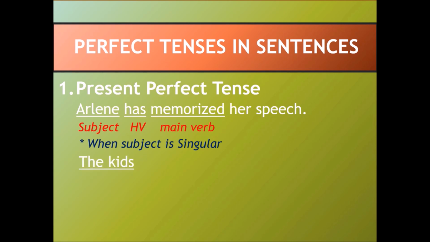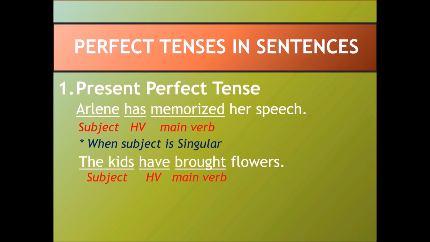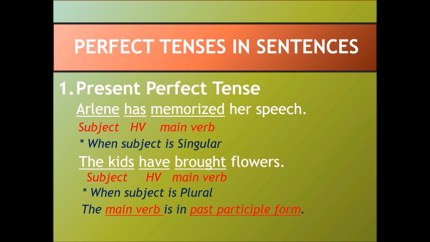Then for the second example, the kids have brought flowers. The kids is the subject. It is in plural form, so we use have as the helping verb of the main verb brought. So the main verb is in past participle form. Don't forget that. In perfect tenses, the main verb is always in past participle form.